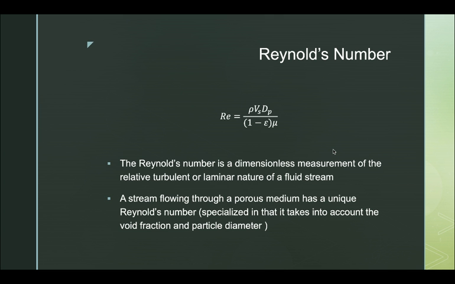The Reynolds number is an important concept for any fluid stream, really, but you can see here this one is specialized for flow through porous media because it takes into account the void fraction, the particle diameter, some of those factors that are going to change how the particle is acting in that bed. Because the Reynolds number is just this dimensionless measurement of how turbulent or laminar the flow is.